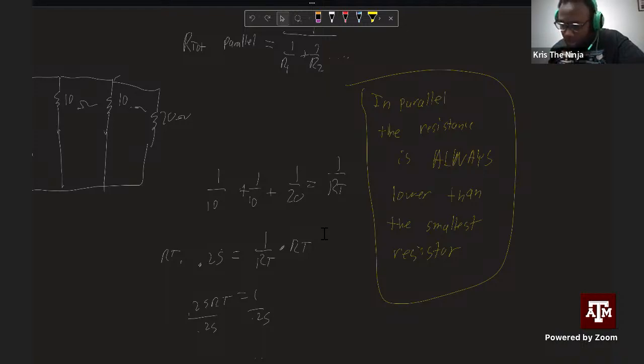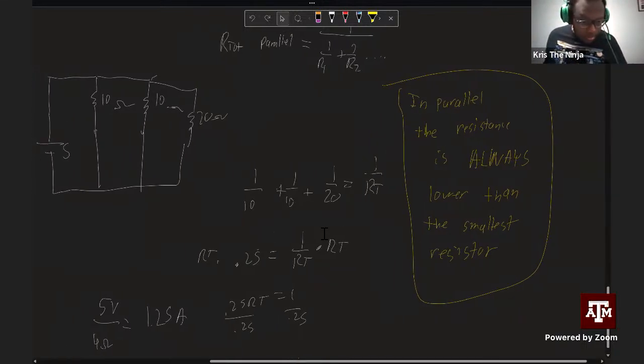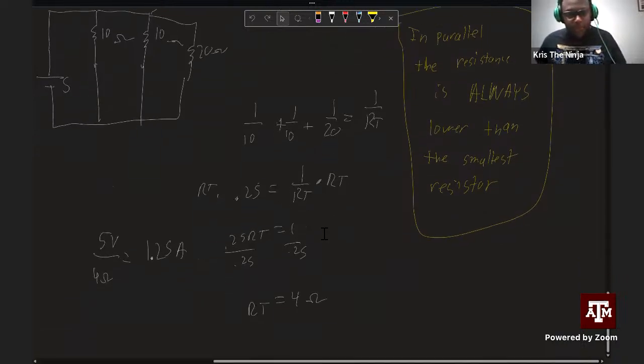Anyway, with 4 ohms of resistance total, we do 5 volts divided by 4 ohms, and that gives us 1.25 amps. So that's how we solve that one.